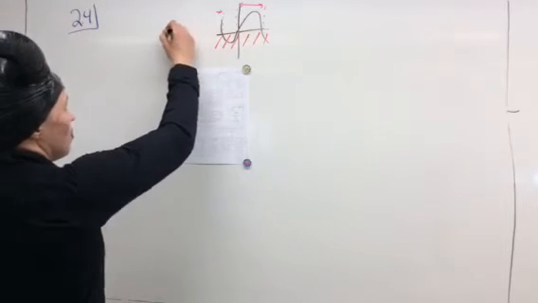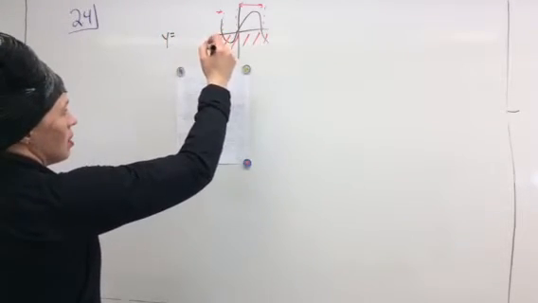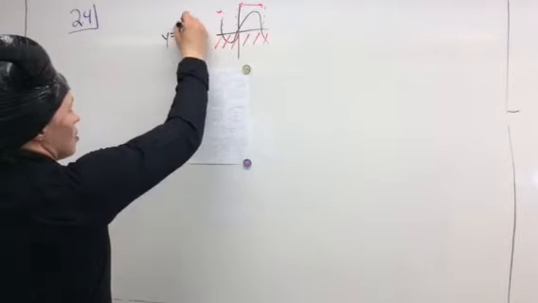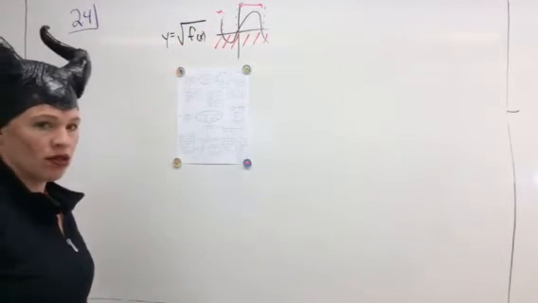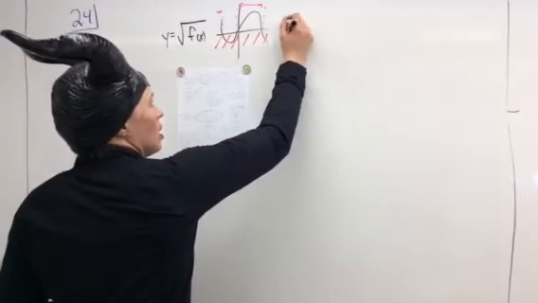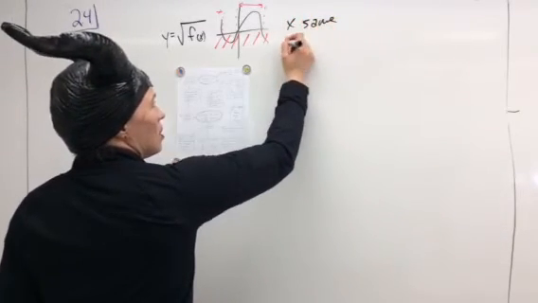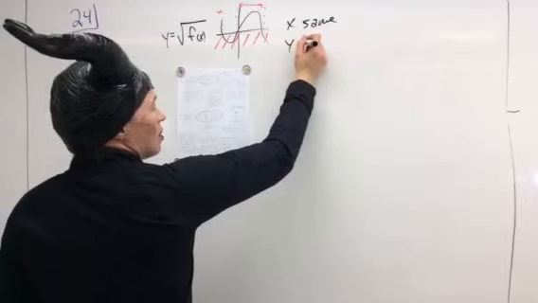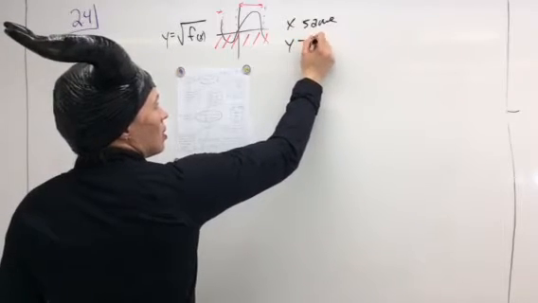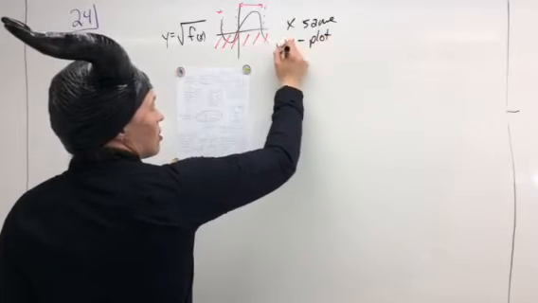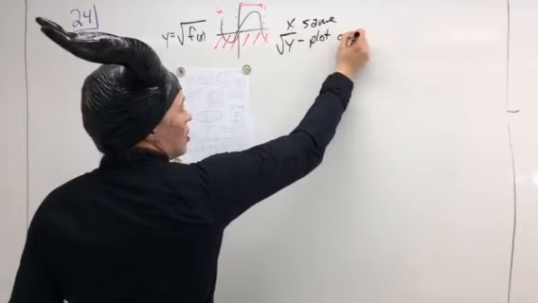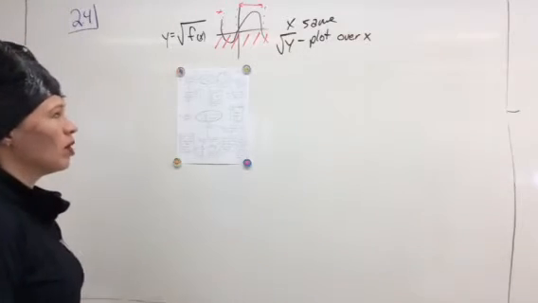That's when we have y equals the square root of f of x, another function, right? So the x values stay the same, and the root of the y gets plotted over the same x value.